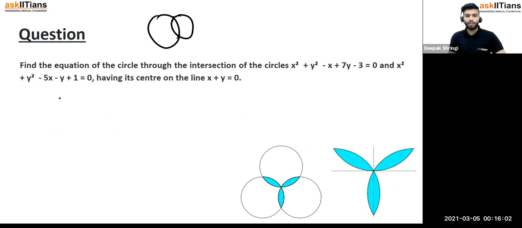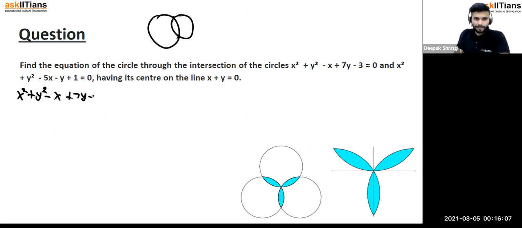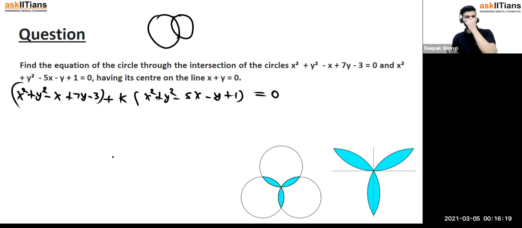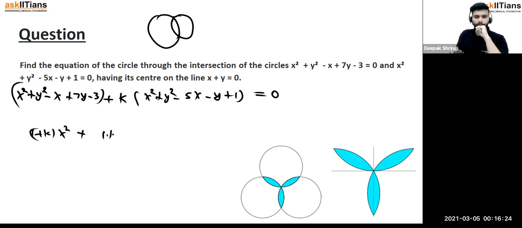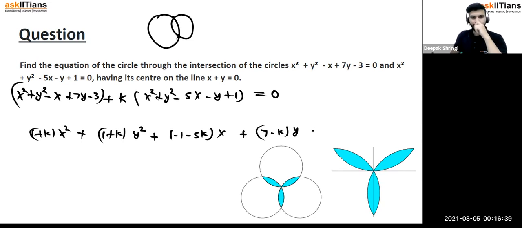Over here, I'll write the equation of the first circle first of all: x square plus y square minus x plus 7y minus 3, plus some constant k times the equation of the other circle, and that would be x square plus y square minus 5x minus y plus 1 equal to 0. If I solve, what am I going to get? I'm going to get 1 plus k times x square, plus 1 plus k times y square, plus -1 minus 5k times x, and then plus 7 minus k times y, and then plus k minus 3 has to be 0.